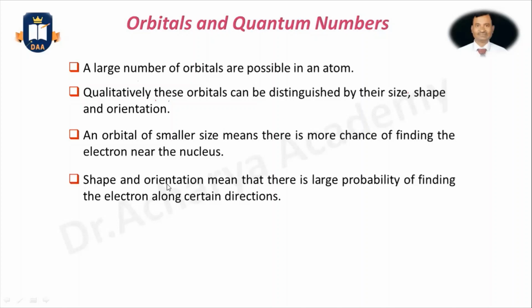And shape and orientation. Previously we discussed the size: smaller size means finding of electrons has more probability near the nucleus. Now we'll consider the orbital's shape and orientation. Shape and orientation, what does it mean? It means that there is a large probability of finding the electron along certain directions. That means these two parameters of orbitals denote some directions.